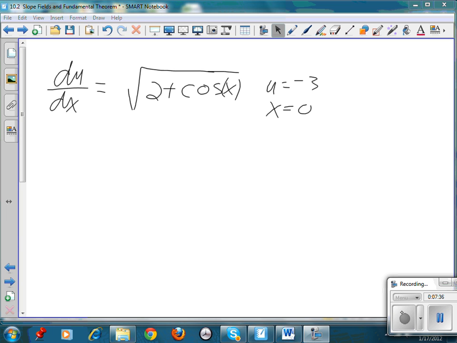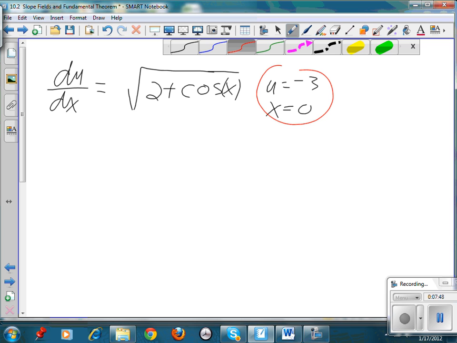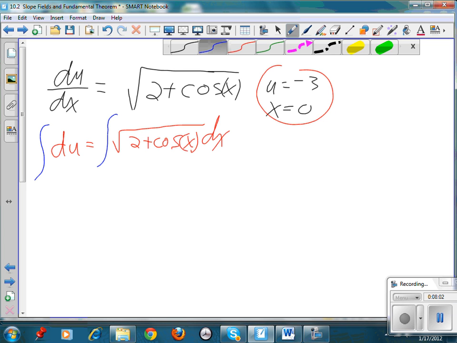Okay, here we got a problem. We got a differential equation, right? du/dx is equal to the square root of 2 plus cosine x. And here we're given a point on the curve. Okay, we try to separate this thing. We start to integrate it and we find out we got problems. I do not know how to integrate the square root of 2 plus the cosine of x, but I could say u is equal to the integral of the square root of 2 plus the cosine of x.